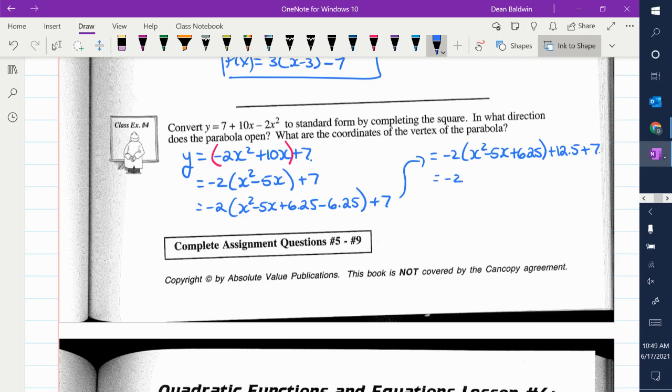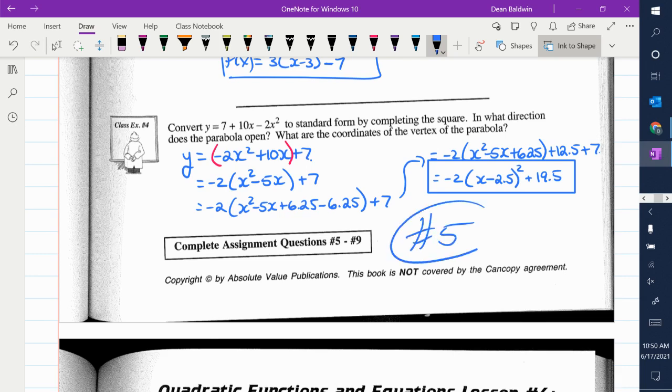Factor the brackets. X minus 2.5 all squared. Combine your like terms. 19.5. Does that open up or down? Down because of the leading coefficient being negative. Questions? So we just added 2 little wrinkles to it. We're all good?